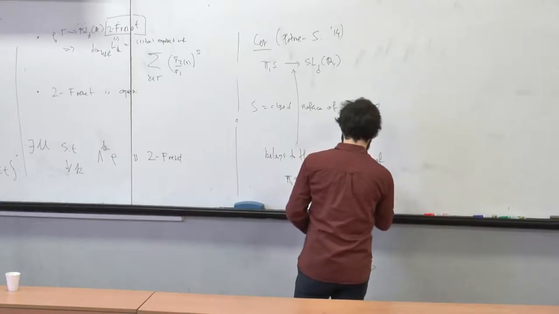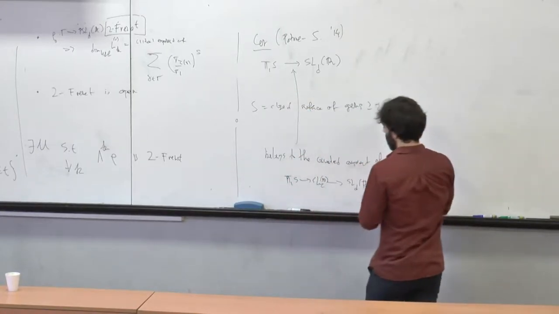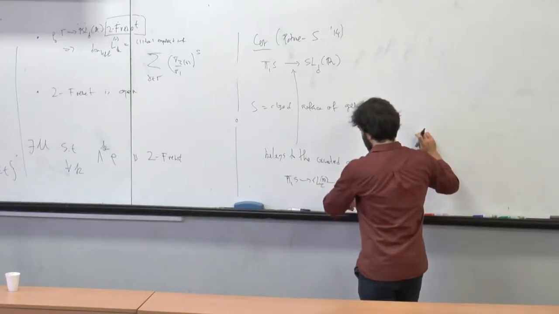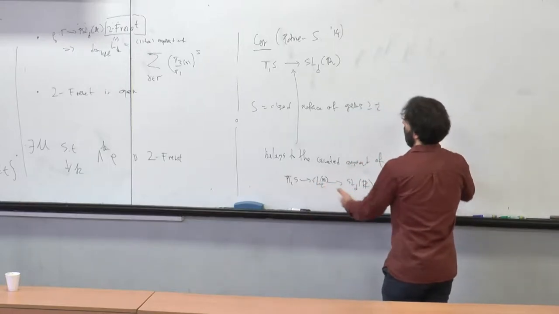So here the deformation is arbitrarily large. I'm going to put this like this, but now I'm going to permit myself to go as far away as I want. This is what's called a Hitchin representation.